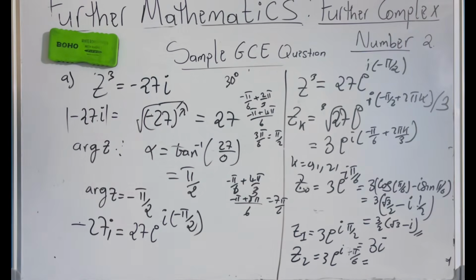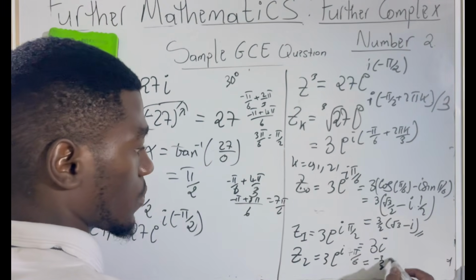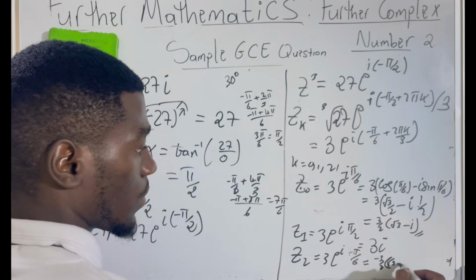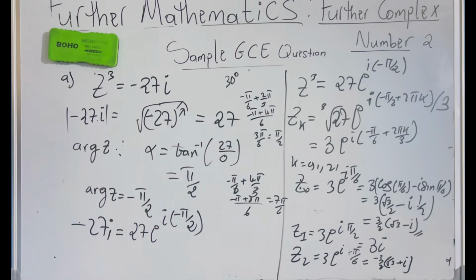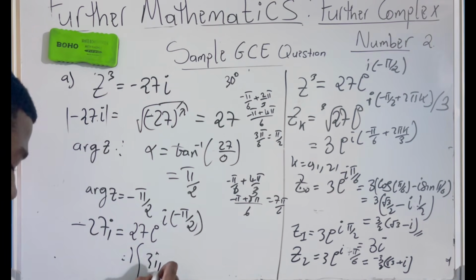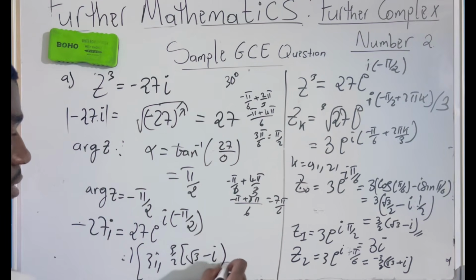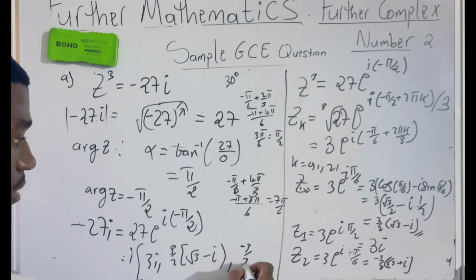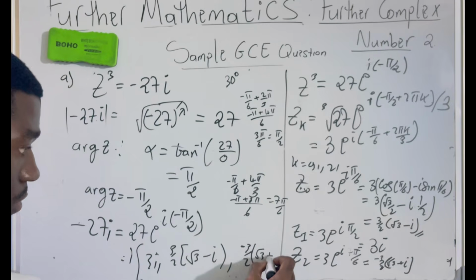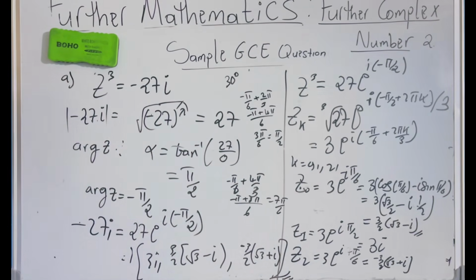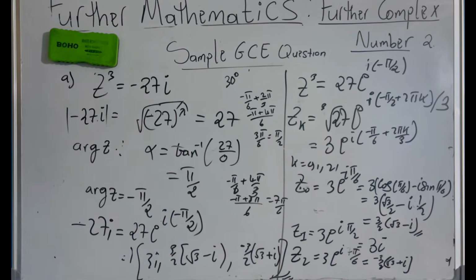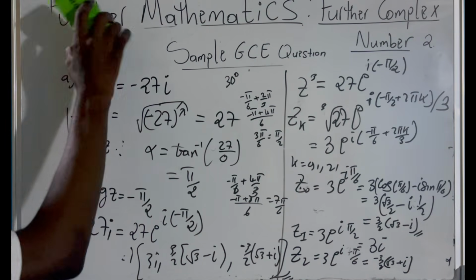So when you simplify, when you replace inside cos and sine, you simply come out with negative 3 over 2 times root 3 plus i. So that is it. Therefore the solution is 3i, comma, 3 over 2 times root 3 minus i, comma, and then negative 3 over 2 times root 3 plus i. So that is the solution. Those are the 3 roots of the equation.